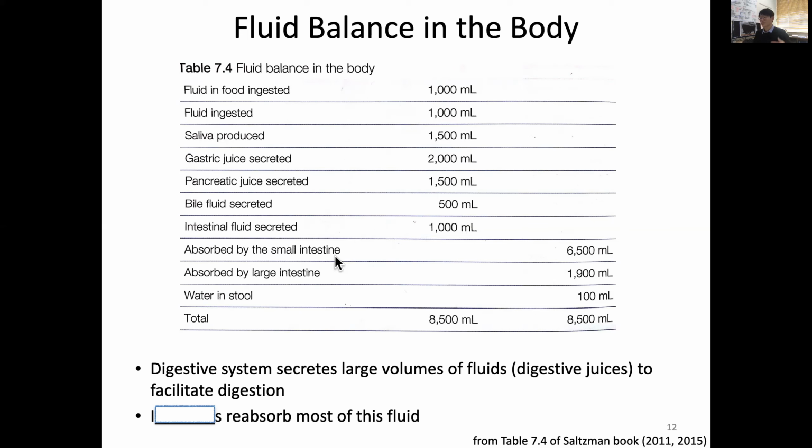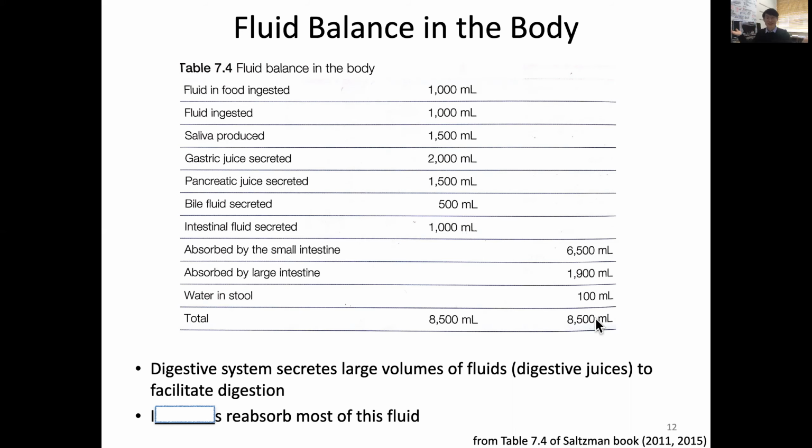Let's see. The small intestine absorbs about 6.5 liters a day. The large intestine, almost close to 2 liters a day. And also our stool contains water, and that's about 100 milliliters. That adds up to 8.5 liters.